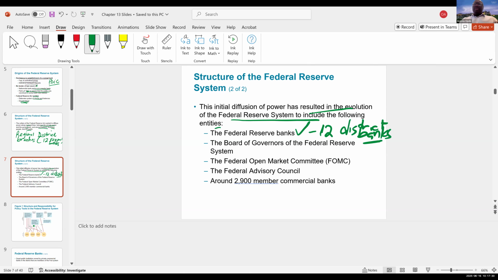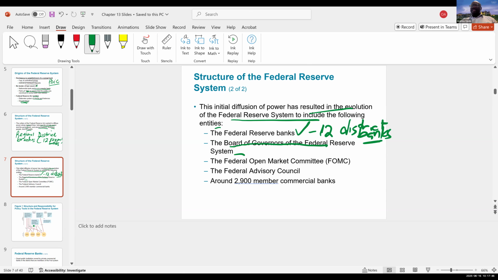Okay, or you can call them 12 district branches of the Fed, all spread across the country. And then we're going to have the Board of Governors of the Federal Reserve System. There are 7 Board of Governors of the Federal Reserve System. They sit in the headquarters of the Federal Reserve in Washington, D.C.